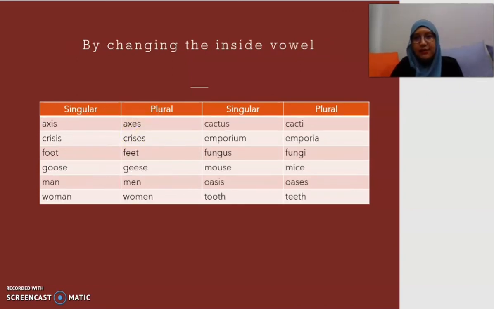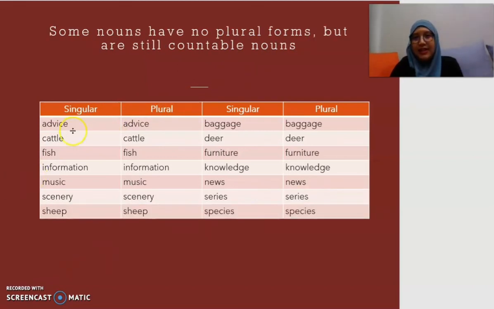Next is when you just change the inside vowel. This is a complete change. And finally, some nouns have no plural forms, but it doesn't mean that they are uncountable. They are still countable nouns. Just that when they are in plural form, it's the same spelling. So I think that's all about simple nouns.